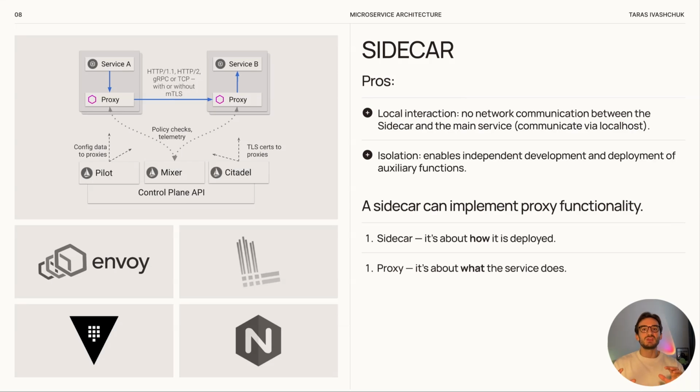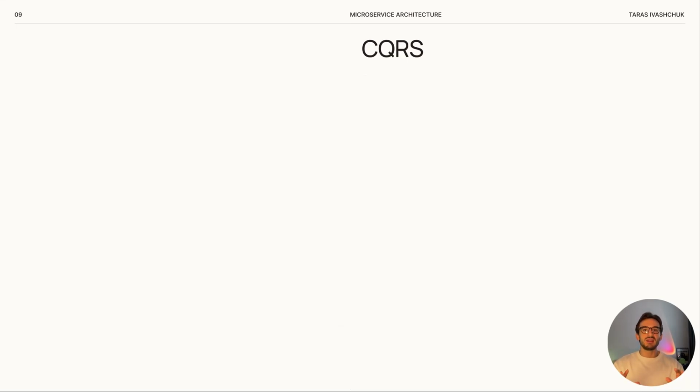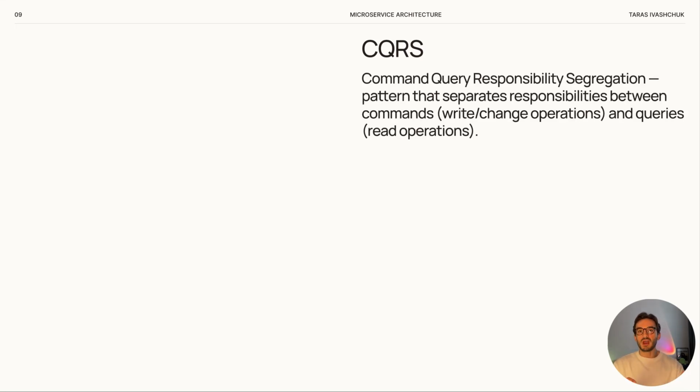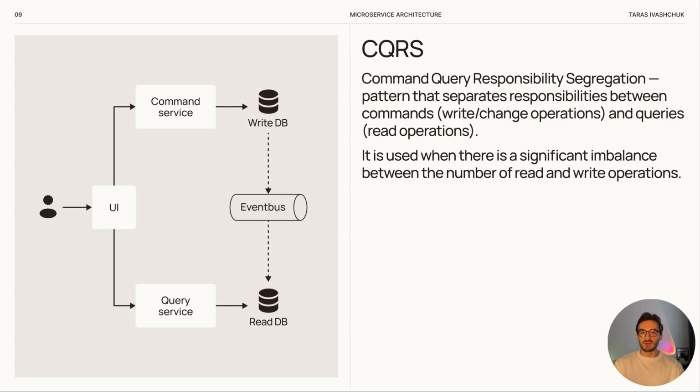Now let's look at CQRS, or Command Query Responsibility Segregation. As the name says, it means splitting responsibility between commands, operations that write or change data, and queries, operations that read data. This pattern is used when there is a big imbalance between the numbers of reads and writes. The main goal of CQRS is to optimize the system for different load profiles of reading and writing.